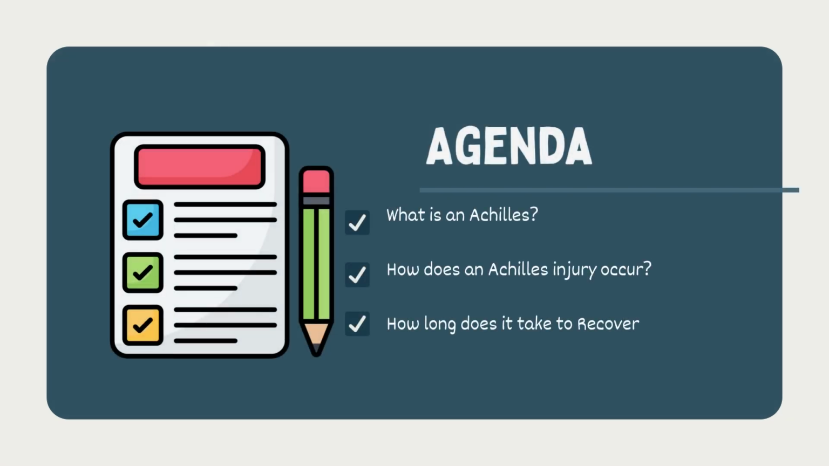In today's episode, we're going to cover three aspects of the Achilles. We're going to talk about what an Achilles is, how an Achilles injury occurs, and how long it takes to recover. I think these are the three main pieces of an Achilles injury, just making sure that we cover our bases.